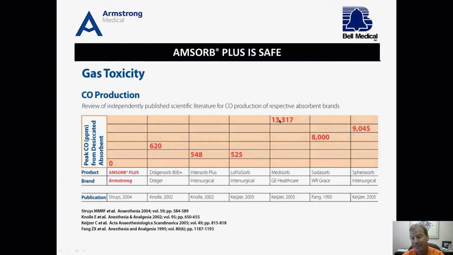Here Medisorb is actually the industry leader in CO production when the canister's been dried out. So you would ask your anesthesia provider, how many parts per million of carbon monoxide do you like delivering to your patients? Well, nobody wants to deliver carbon monoxide to their patients. So it's kind of a loaded question. And you show them this and say, there's no chance for carbon monoxide production, yet you're using Medisorb, and there's the highest chance as it's being used. And this is probably why they're changing it. That's probably one of the key things you have to ask is, how are they changing their absorbent and why?